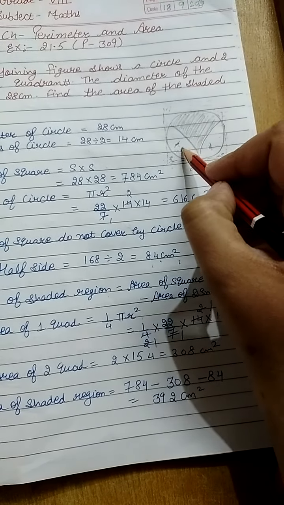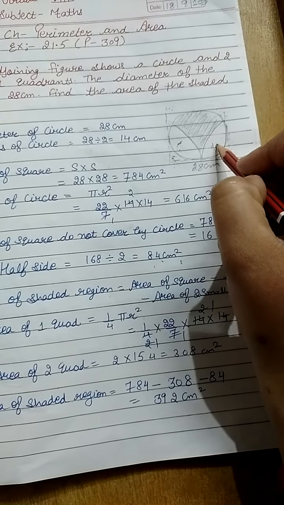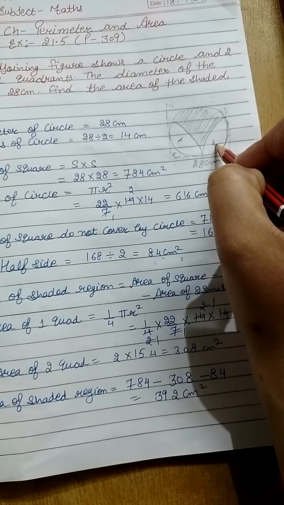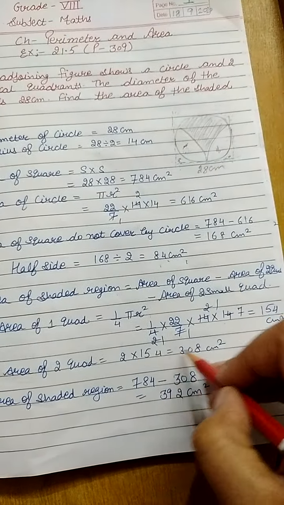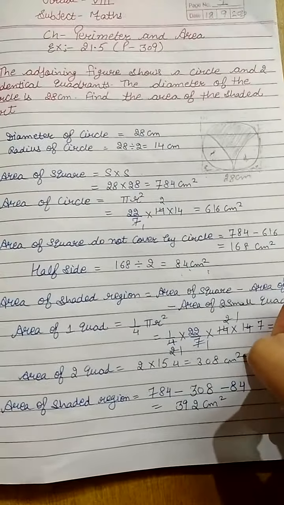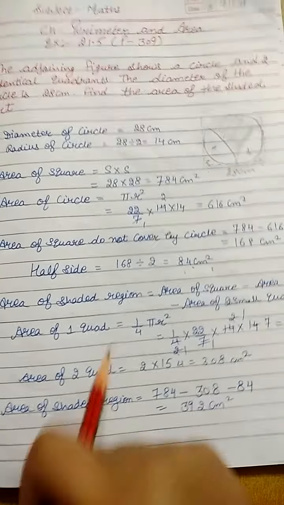But there is a need to find out the area of these two portions. Here is also one; if this one is 154, this one is also 154. So the area of the two quadrants is 308 centimeters square. So what is the area of your shaded region?